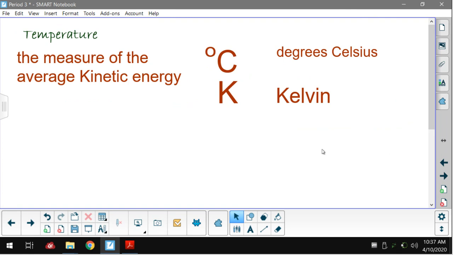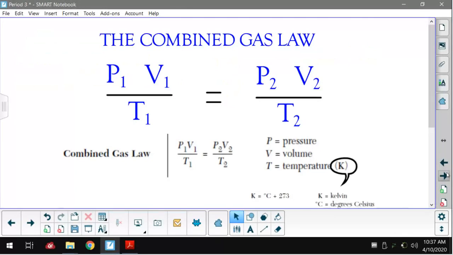Now, the way we intertwine all three of these variables together is something called the combined gas law. Pressure times the volume over the temperature in the initial conditions is going to be equal to the pressure times the volume over the temperature in Kelvin of the final conditions. And temperature must always be measured in the Kelvin scale.